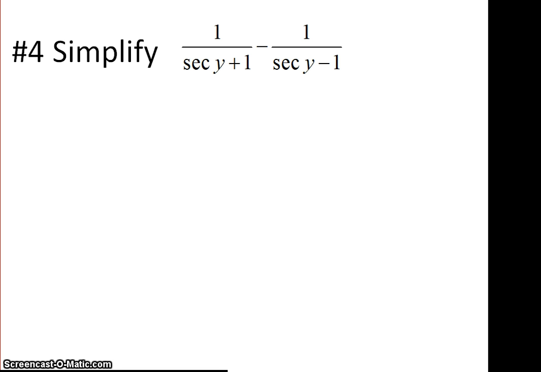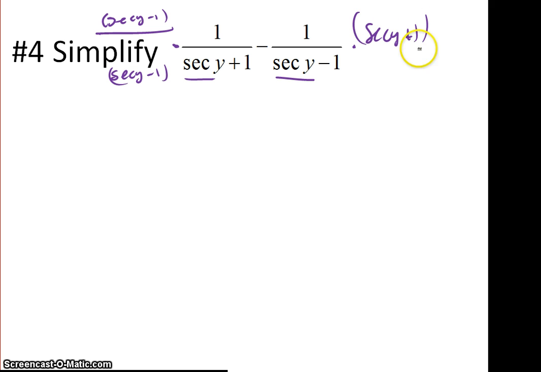Moving on to problem 4, we have two fractions with different denominators that we want to subtract. You're taught that if you have two fractions with different denominators that you want to add together, you need to find a common denominator. The common denominator is just the product of those two. So we multiply our first by secant of y minus 1 over secant of y minus 1, and the right-hand side by secant of y plus 1 over secant of y plus 1.